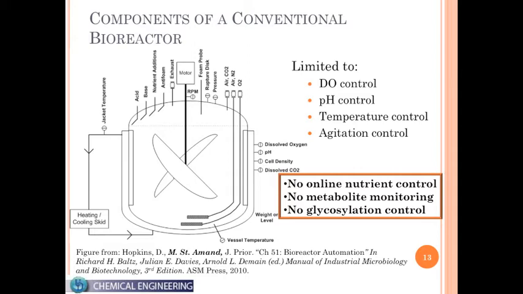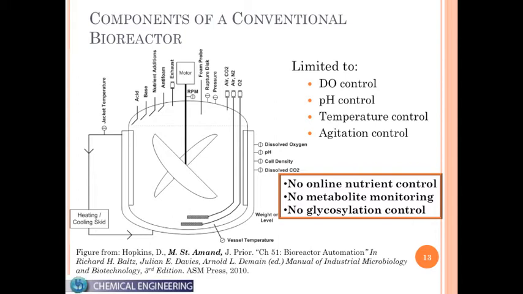But we said that glucose and glutamine play an important role. And so unfortunately, right now there really isn't any online nutrient control available. We can't monitor any of the other metabolites like our ammonia, lactate, other things that we know that are affecting the glycosylation. And then if we can't do these things, we certainly can't control the glycosylation pattern.